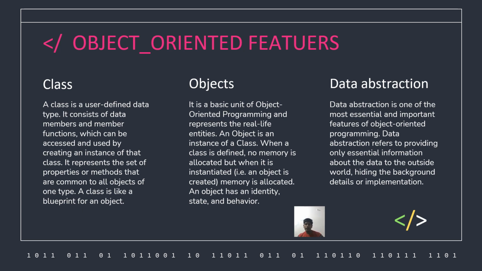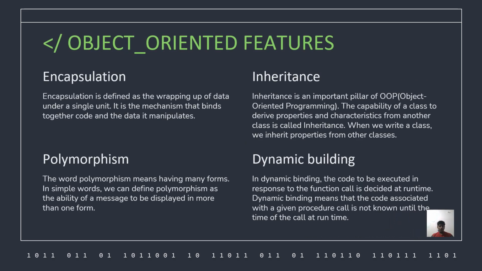And then the data abstraction. Data abstraction is one of the most essential and important features of object oriented programming. Data abstraction refers to providing only essential information about the data to the outside world, hiding the background details or implementation. The next is encapsulation. Encapsulation is defined as the wrapping of data under a single unit. It is a mechanism that binds together code and the data it manipulates.